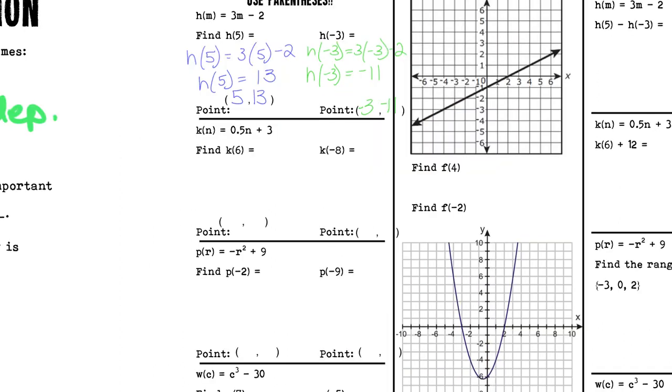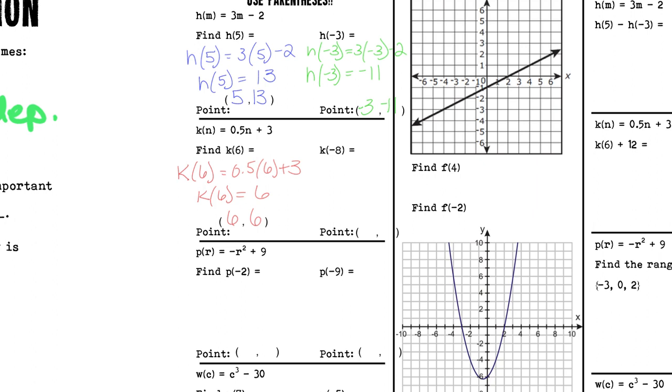All right, so let's try this next one. We have k of n equals 0.5n plus 3. So we are going to do k of 6 equals 0.5 times 6 plus 3. 0.5 times 6 would be 3. 3 plus 3 is 6. So k of 6 equals 6. So our coordinate is 6, 6.